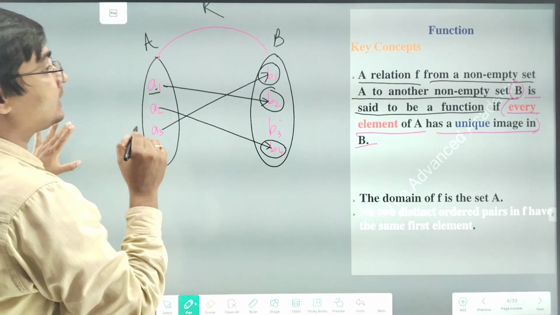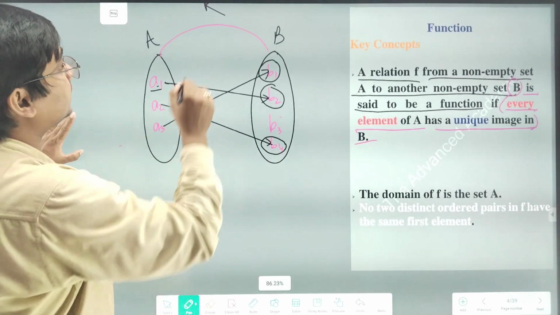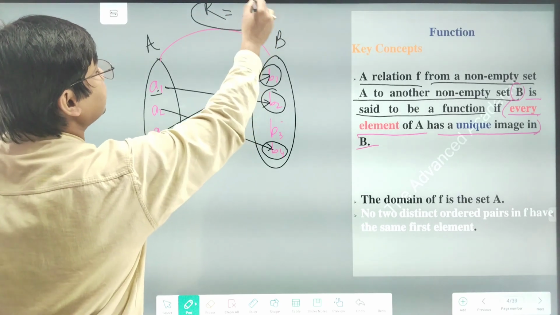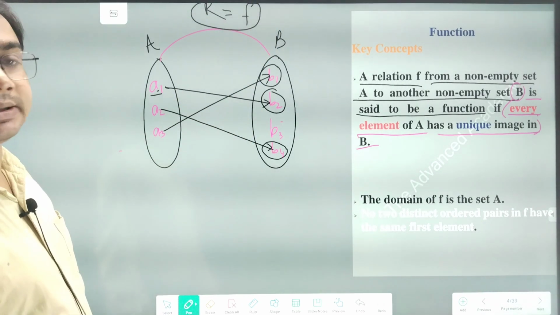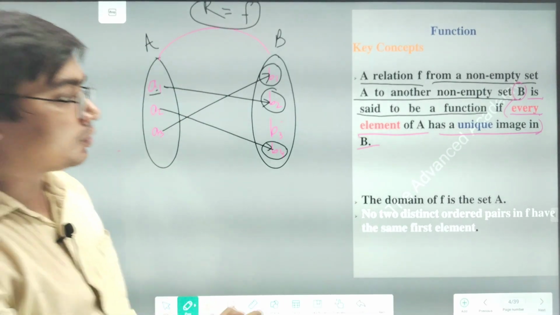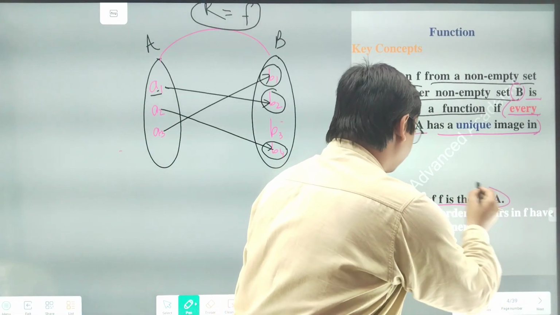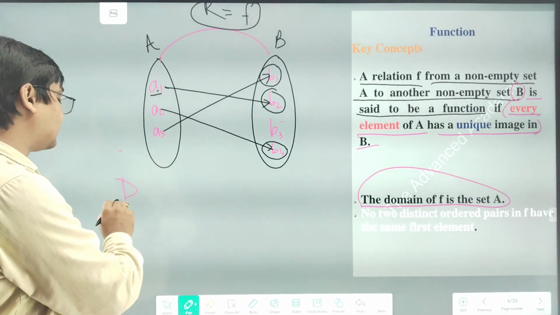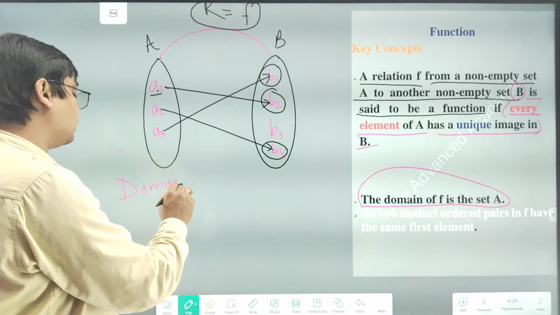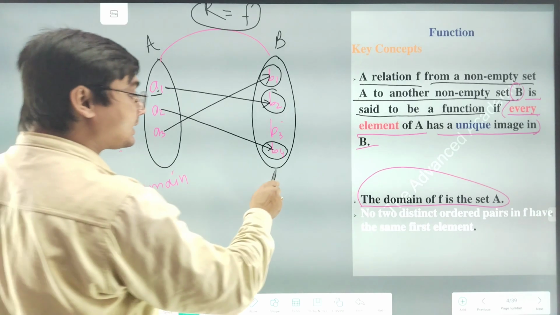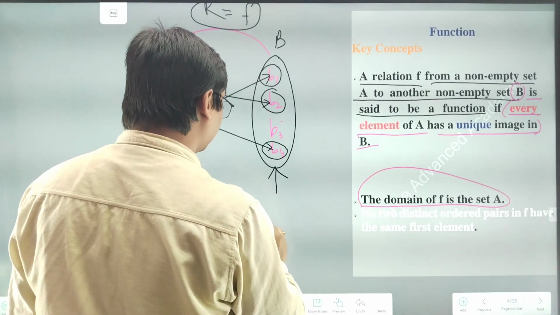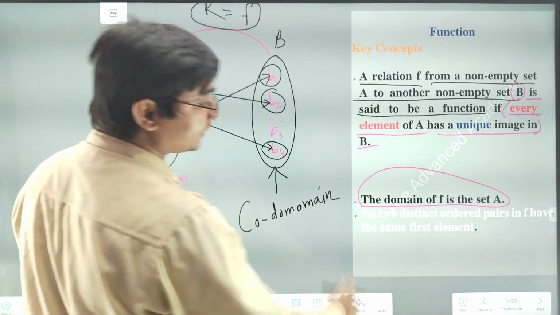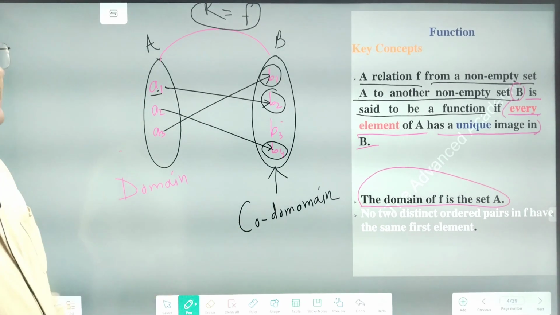Yes guys, in case of a function, we denote the function by the letter f. Now see, domain of f. The domain of f is this first set, the domain of this function f. And this second set is called the codomain. Yes, this second set is called the codomain.